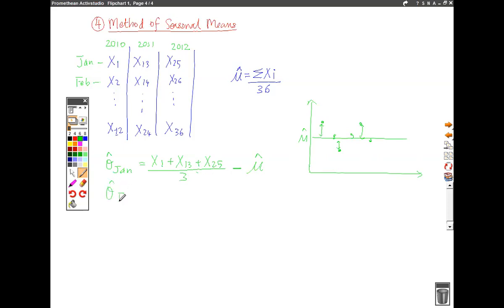And next step, if you are looking at February, you will have something like (x2 plus x14 plus x26) upon 3 minus mu hat again. So this is what you do when you're talking about the method of seasonal means. And this is how a periodic function, which is theta here, will help you to get away with the seasonality and have some data set which does not fade away the behavior that you're looking for in the time series, or let us say if you want to predict.